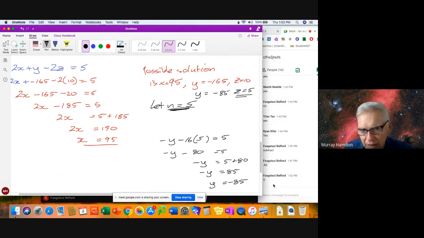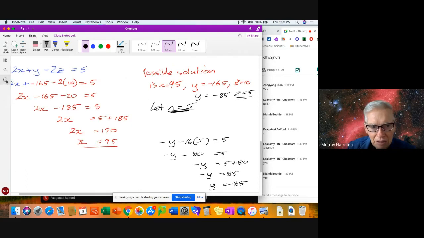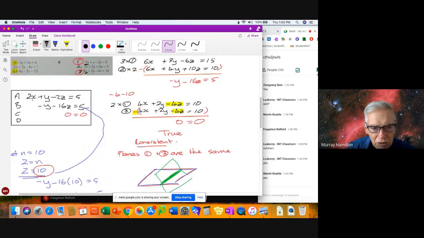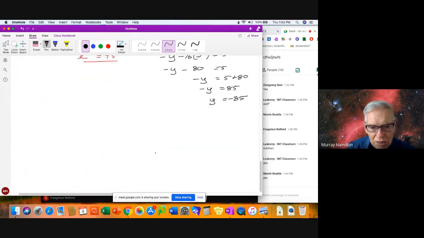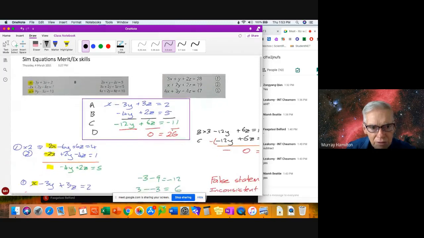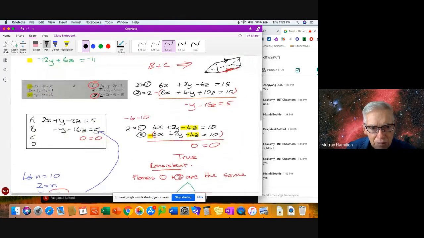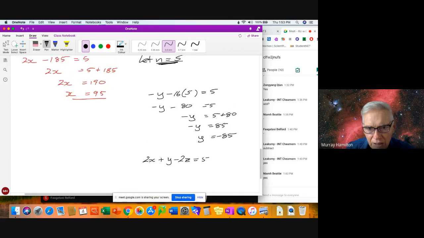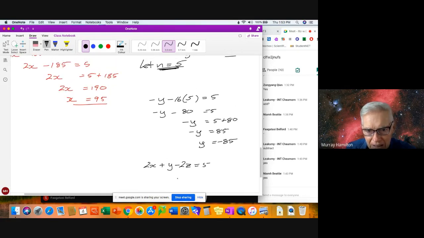Right, we then go to the next bit over here, and we do our top line, 2x plus y minus 2z equals 5. 2x plus y minus 2z equals 5. Now, instead of writing the letter z, I'm going to write the letter 5.